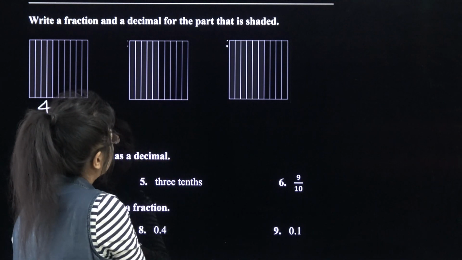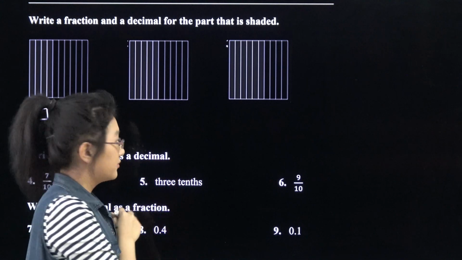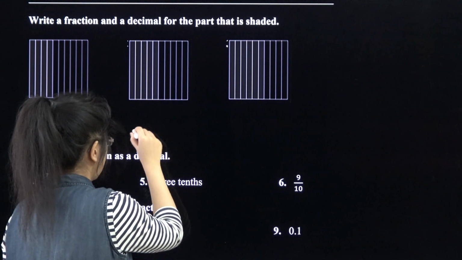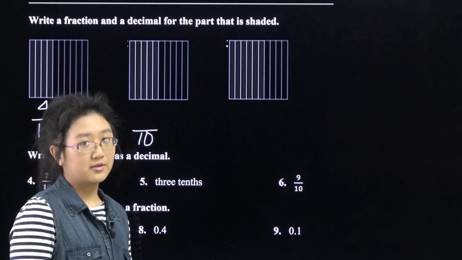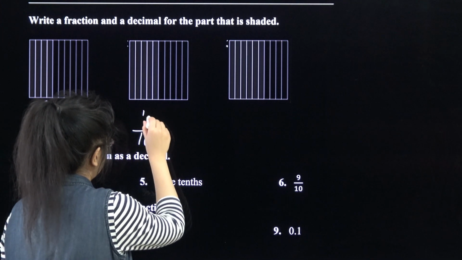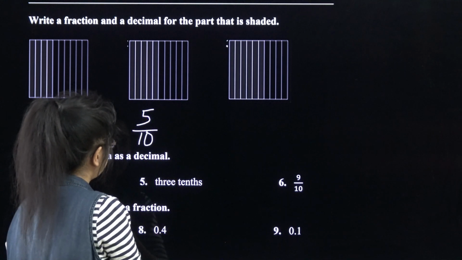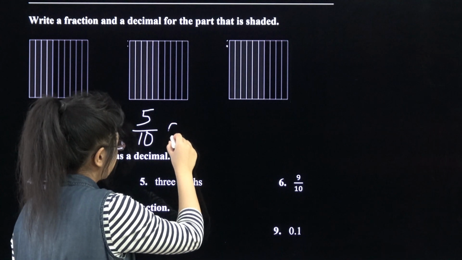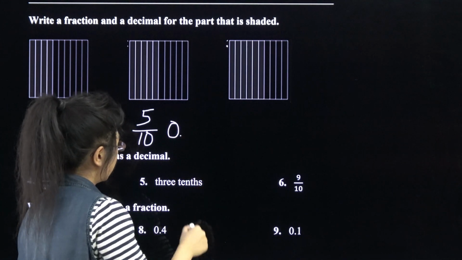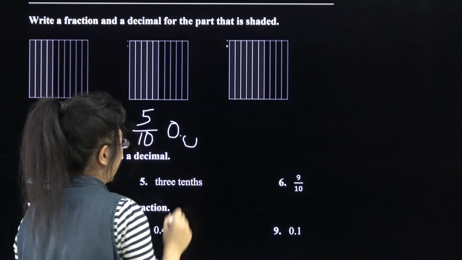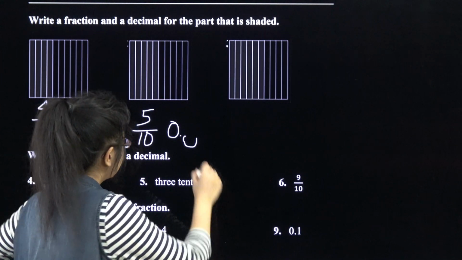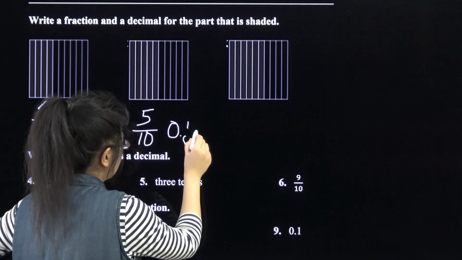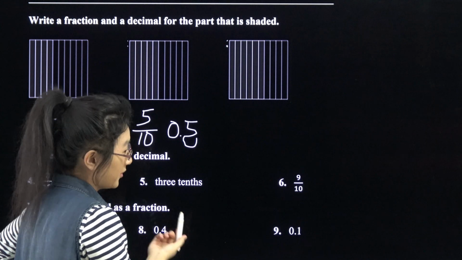And this one. This one is still 10 parts in total. This time there's 5 parts shaded. So the numerator would be 5. And of course, it's a tenth. Meaning that there would be only 1 digit after the decimal place. The digit would be 5, since 5 is the numerator.